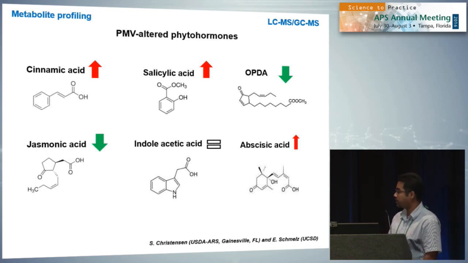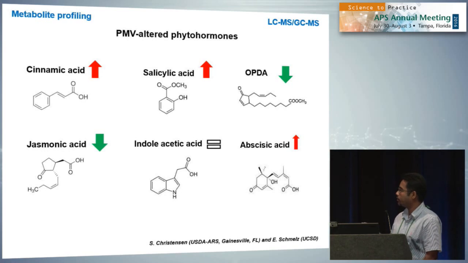As I'm showing you here, salicylic acid is more abundant in plants, and so is also a precursor of salicylic acid, called cinnamic acid, which is also present in higher levels. And we found downregulation or lower accumulation of jasmonic acid, and also its precursor form OPDA.